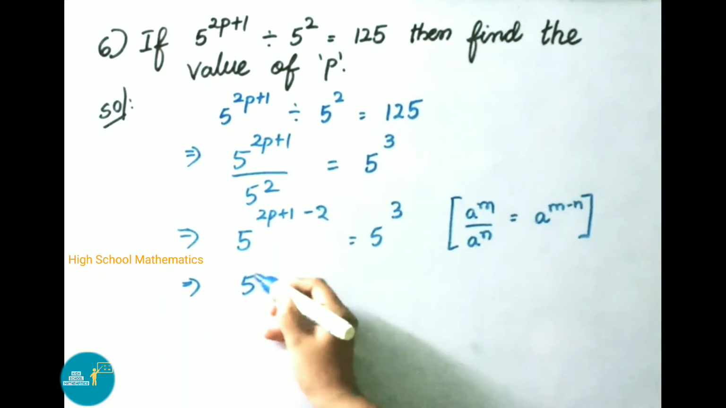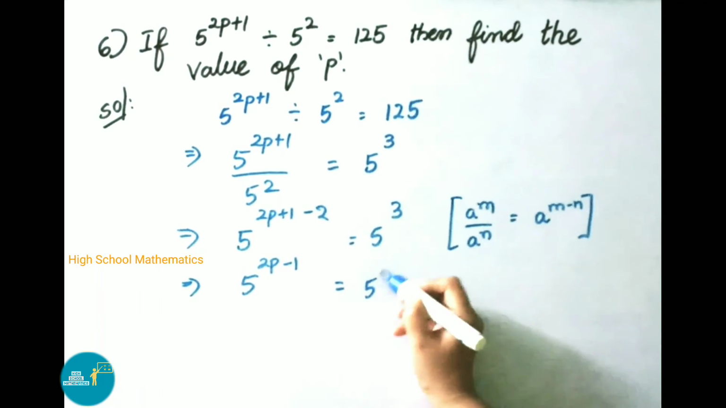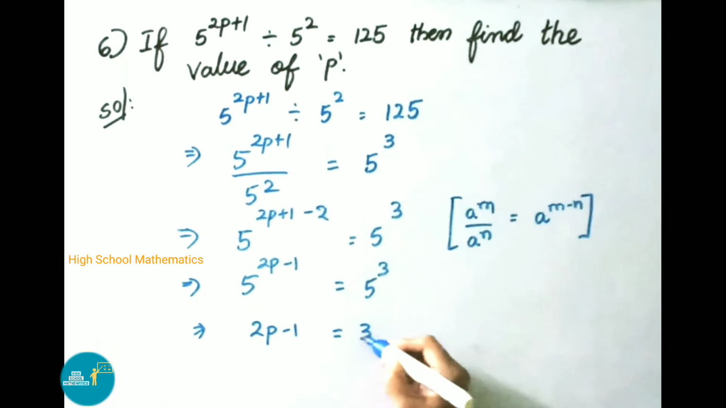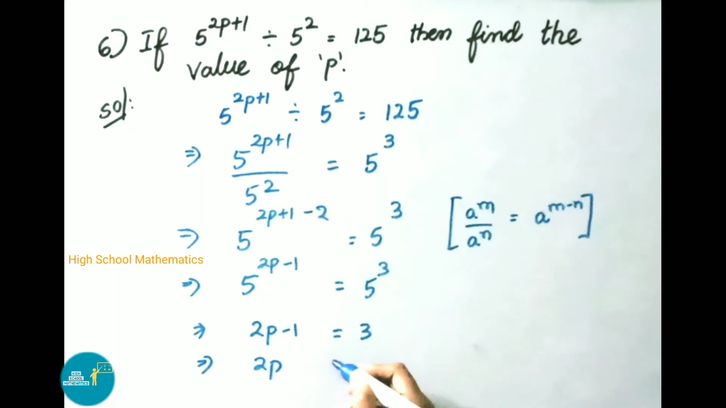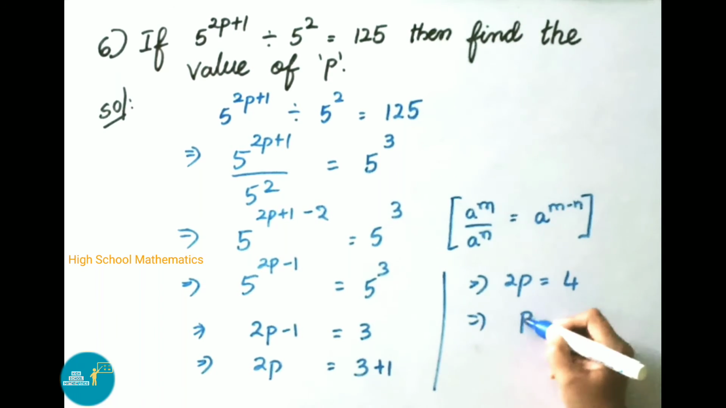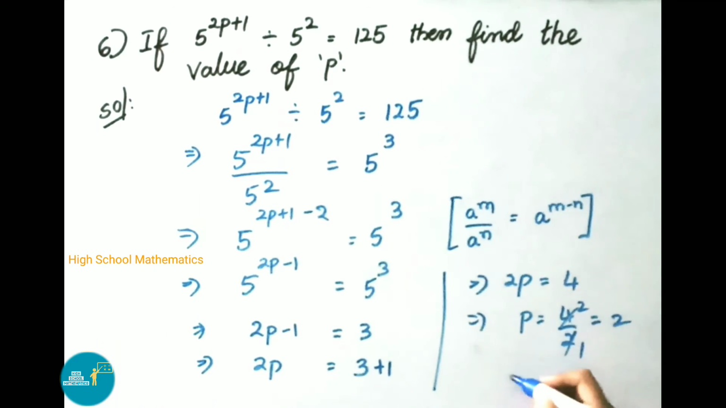That implies 5 power 2p plus 1 minus 2, that is 2p minus 1, equals 5 power 3. Since bases are equal, powers can be made equal. So write down 2p minus 1 equals 3. That implies 2p equals 3 plus 1, on transposing it becomes plus 1. So 2p equals 4. That implies p equals 4 by 2. 2 twos are 4, so the p value is 2. Therefore, p equals 2.